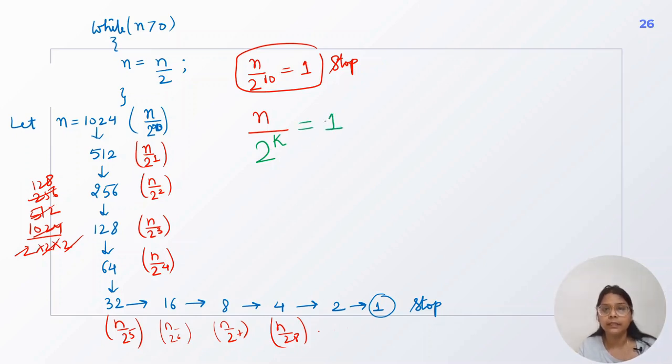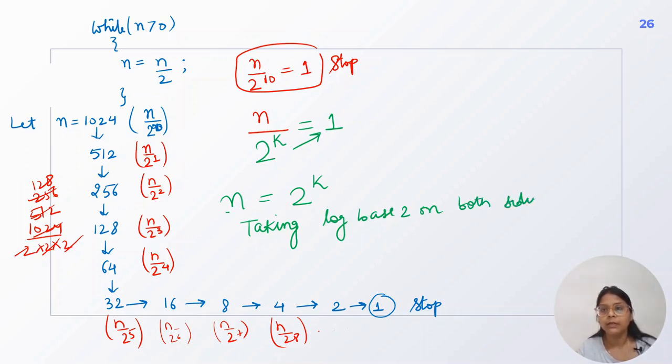Now let's evaluate this. You will take this to the right side. n upon 1 is equal to 2 to the power k. Now if you have any exponential term in algorithms, just take log. So what you can do is take log base 2 on both sides. So log n to the base 2 is equal to log 2 to the power k base 2, right?